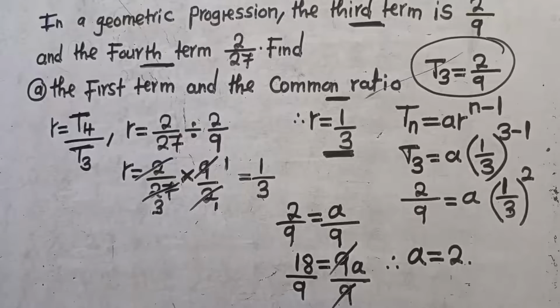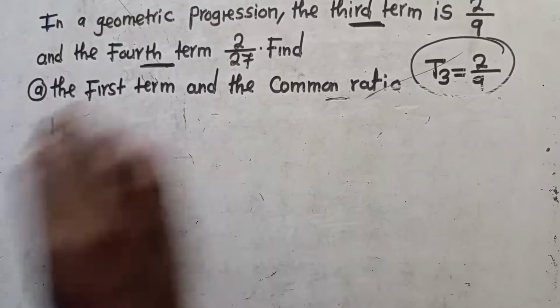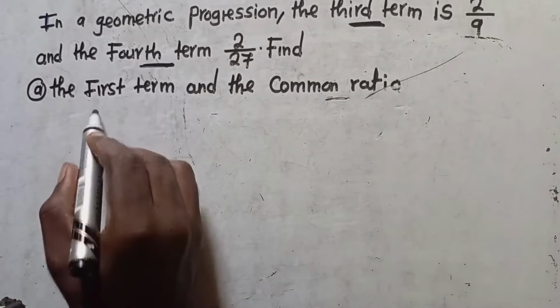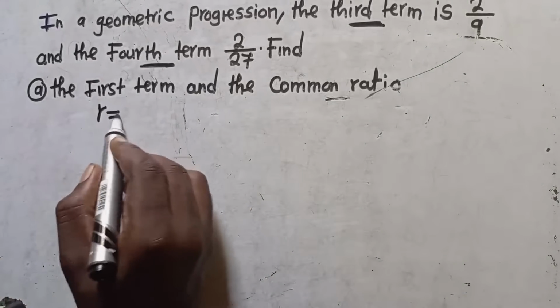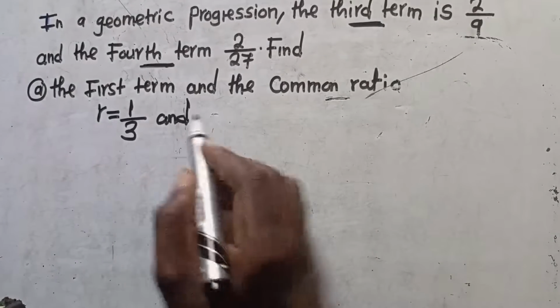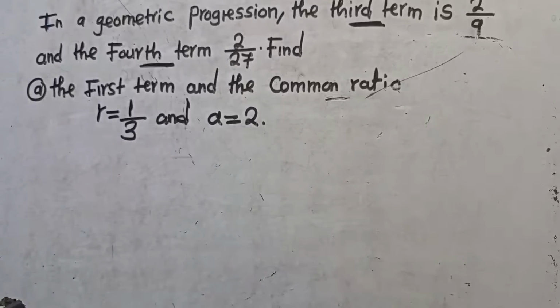So for you to answer, I guess you've seen how I've answered these particular questions. A is 2. So we've answered these particular questions where we know that the common ratio was equal to 1 over 3 and a, which is the first term, is equal to 2. So we've answered that particular question.